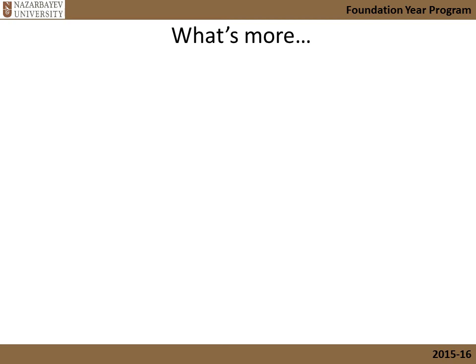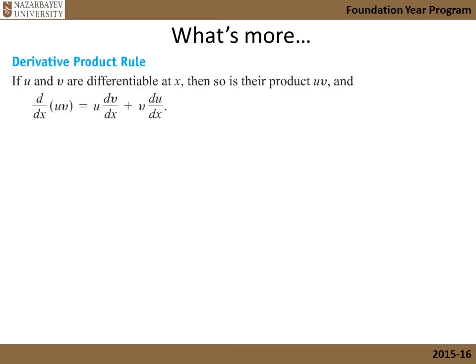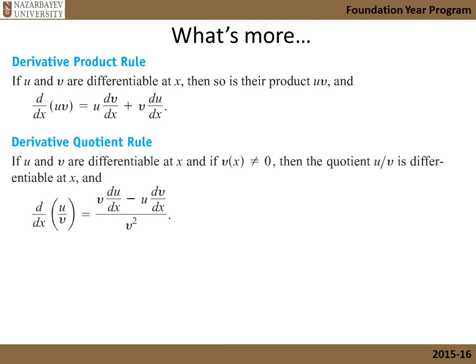What also can be useful when we operate with derivatives? If we have u and v and we need to calculate the product of them, we can see that the derivative of u times v is equal to u times derivative of v plus v times derivative of u. For the derivative of a quotient, we have this rule: derivative of u over v equals v times derivative of u minus u times derivative of v, and all is divided by v squared.